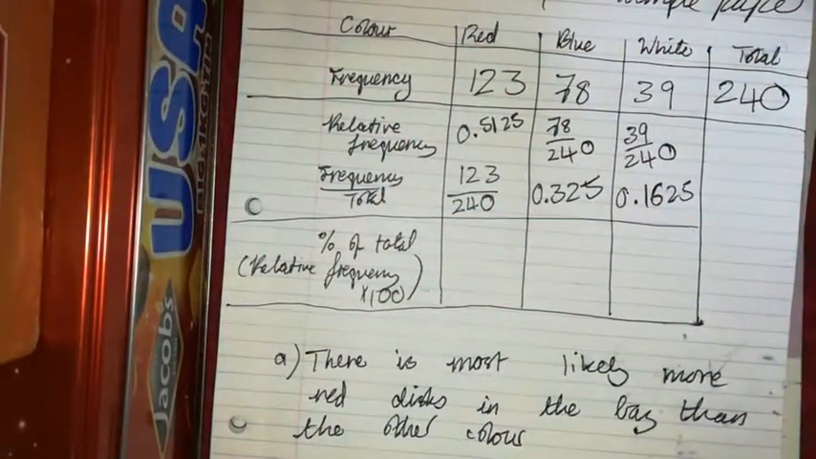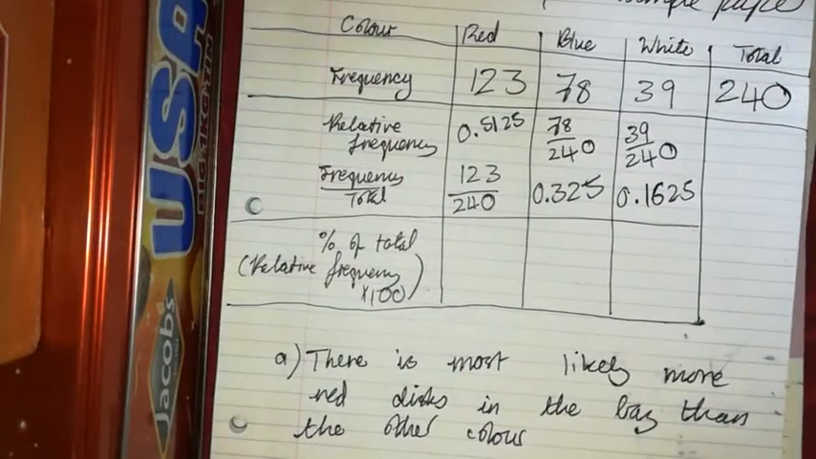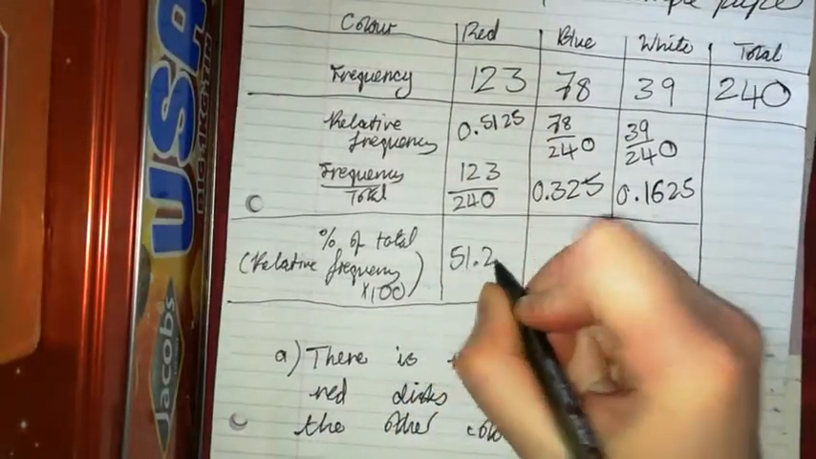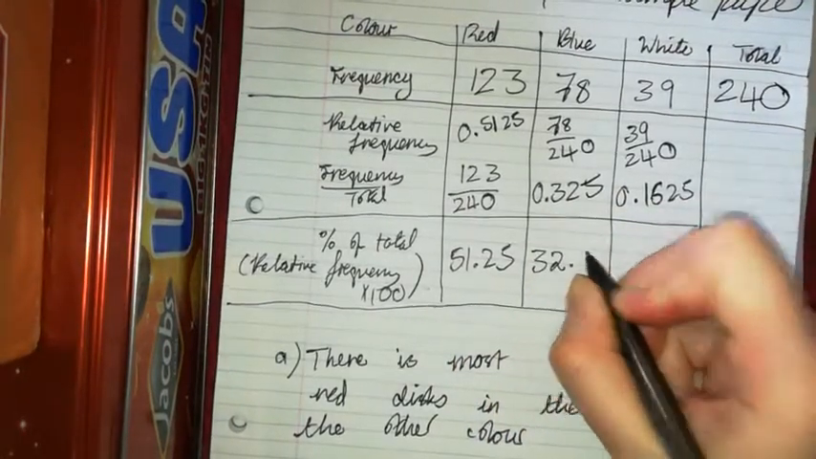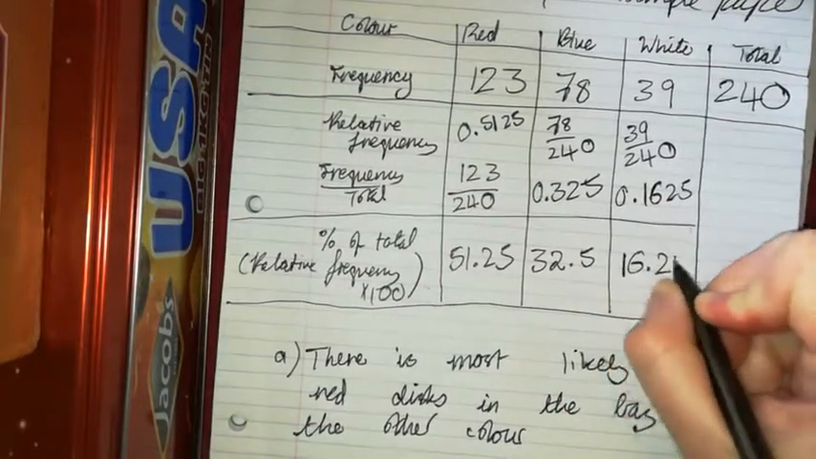And then it says percentage of the total. So that means the relative frequency, the decimals, times 100. If I multiply this by 100, I'll get 51.25. If I multiply that by 100, I'll get 32.5. And if I multiply this by 100, I'll get 16.25.